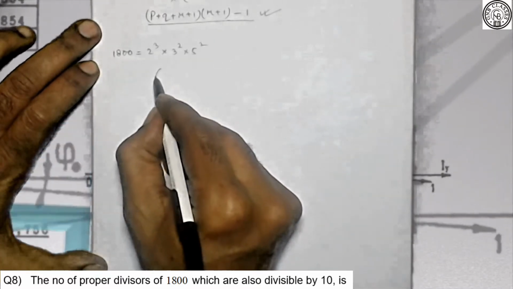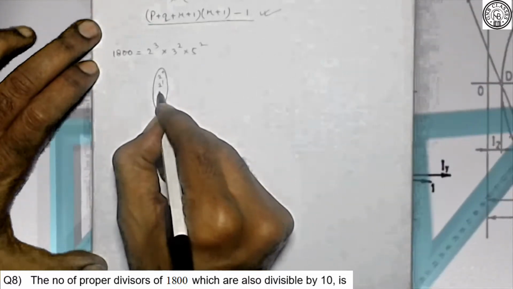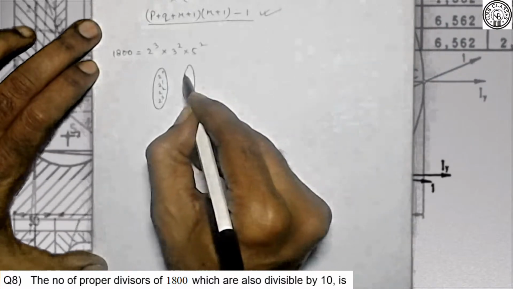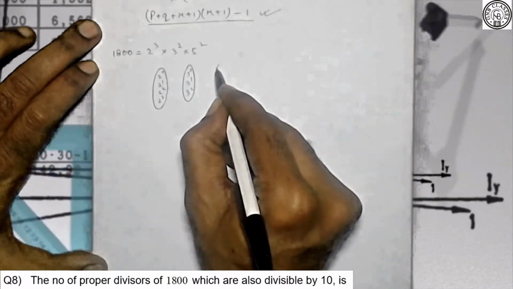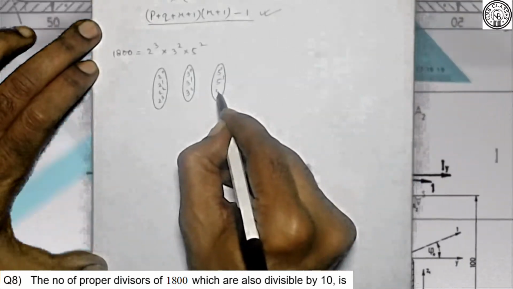So, in the first set we are having 2 to the power 0, 2 to the power 1, 2 square, 2 cube. These are the elements. In the second set we are having 3 to the power 0, 3 to the power 1, 3 square, and in the third set we are having 5 to the power 0, 5 to the power 1 and 5 square.